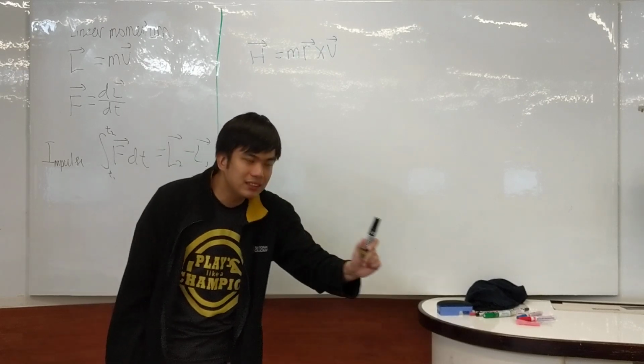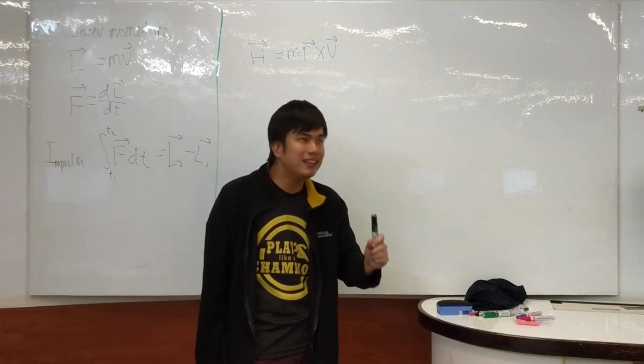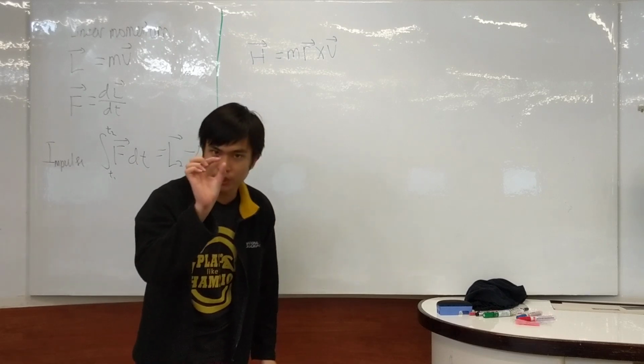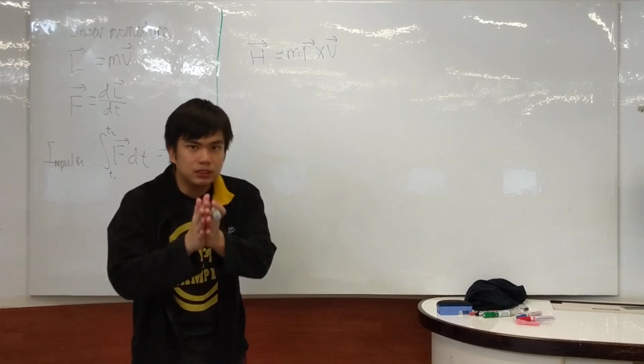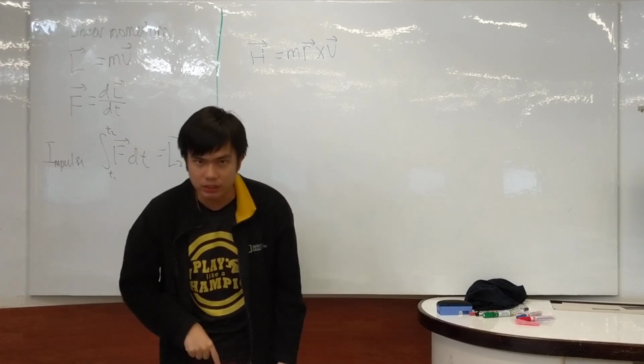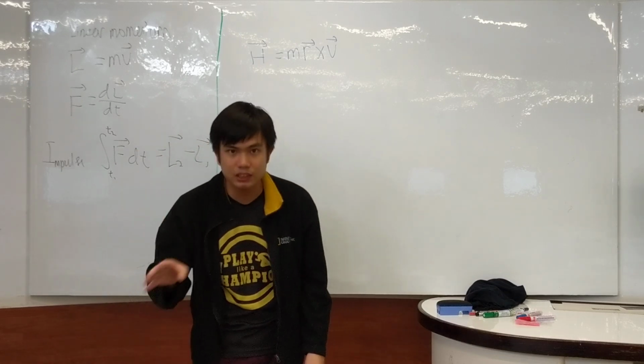Because to find something known as angular momentum, you need to have a point of rotation. Okay? In other words, angular momentum depends on where your point of rotation is, or your defined point of reference. That's what it's trying to say.